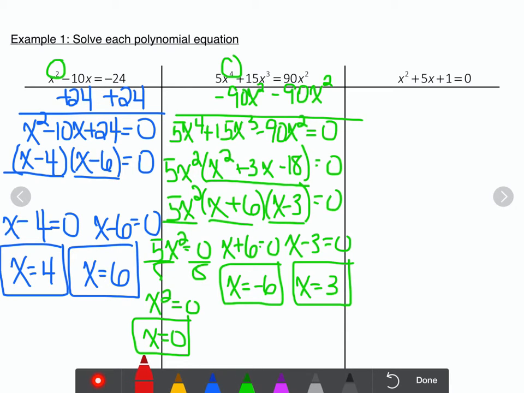Okay, last example, I have x squared plus 5x plus 1 equals 0. So this is already in standard form, so that's good for us. That's done. So now let's factor this polynomial. It's a quadratic trinomial, so we're going to see if the AC method will work. So I'm looking for 2 numbers to multiply to 1 and add to 5. Well, that doesn't work. This polynomial is prime. So that means there's no solution.